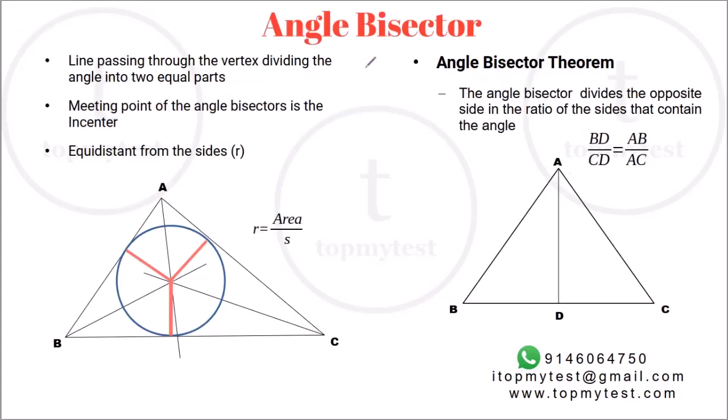Now, the last significant line, which is slightly different from the other lines, is because it does not deal with the sides. It deals with the angle. It's called the angle bisector. As the name suggests, the bisector divides the angle at the vertex into two equal halves. Right, into two equal halves. The meeting point of the angle bisectors is called the incenter.